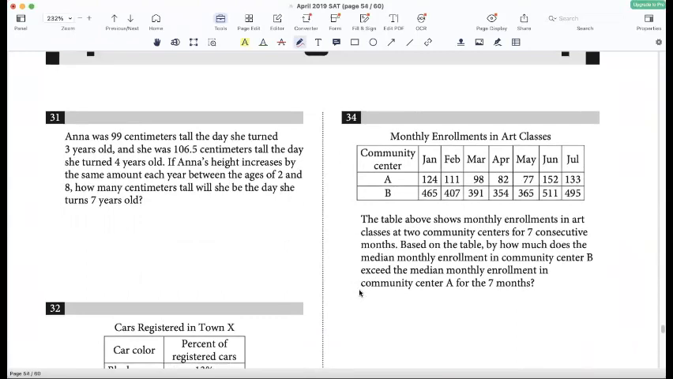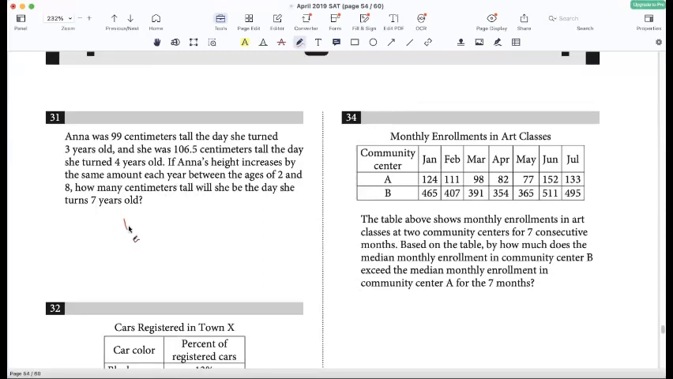Question 31. Anna was 99 centimeters tall the day she turned 3, and she was 106.5 centimeters tall the day she turned 4. If Anna's height increases by the same amount each year between the ages of 2 and 8, how many centimeters tall will she be the day she turns 7?